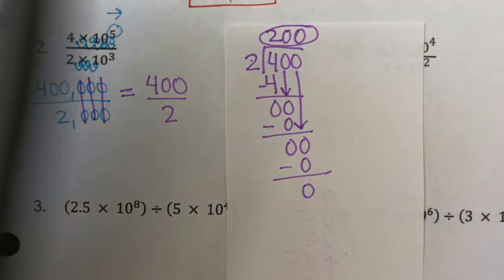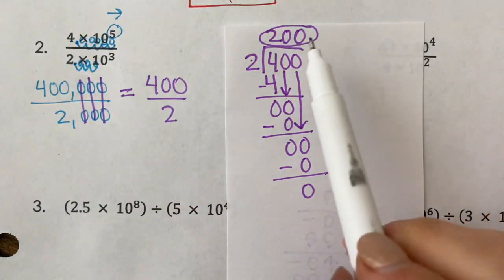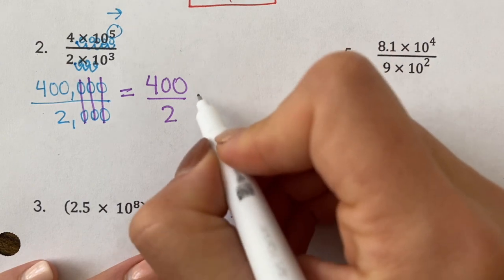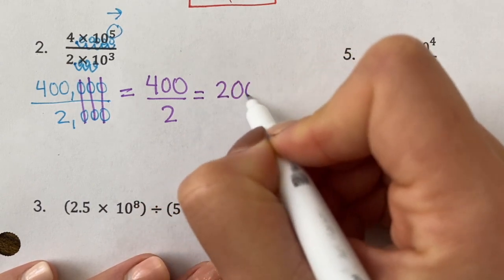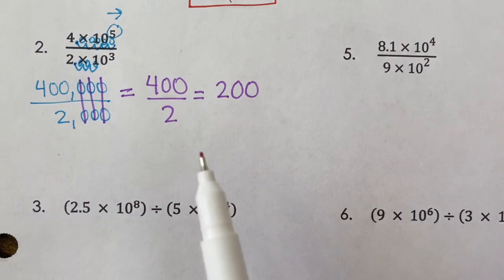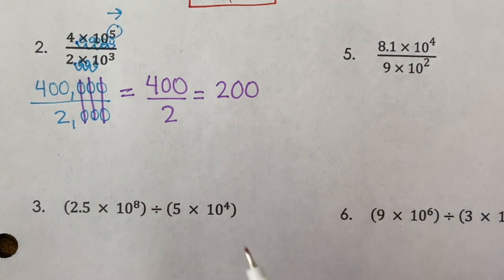So in our calculator, we got 200. Long division, we got 200. Most of you probably know 400 divided by 2 is 200. So I think this one was a little bit easier. All right, so now that's literally it. The very final step is just converting this to scientific notation.